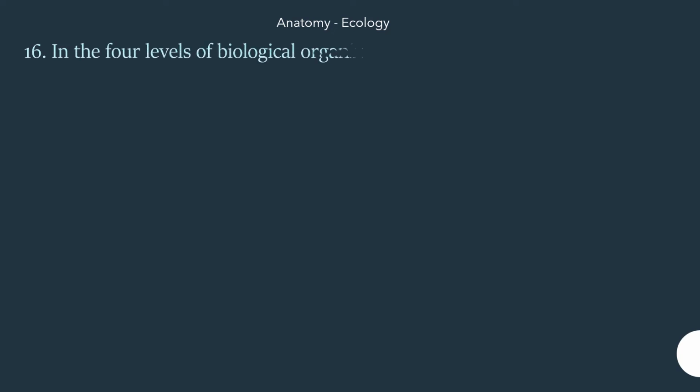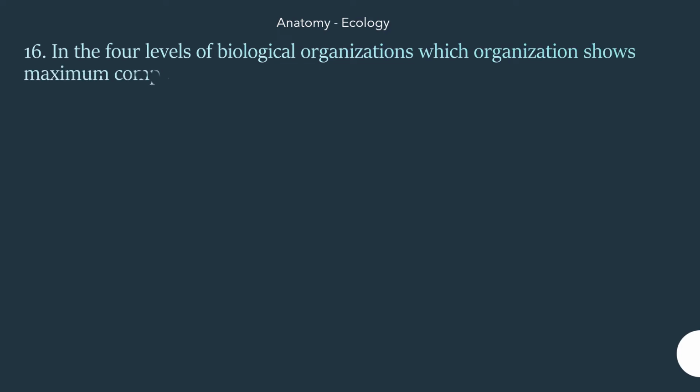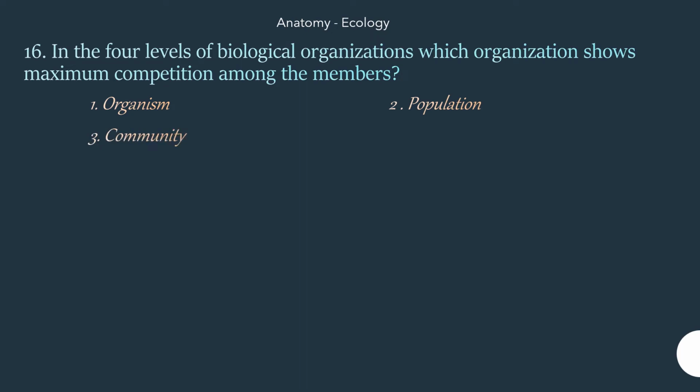In the levels of biological organization, which organization shows maximum competition among the members? Options: organism, population, community, and biome. The answer is 2. Population.